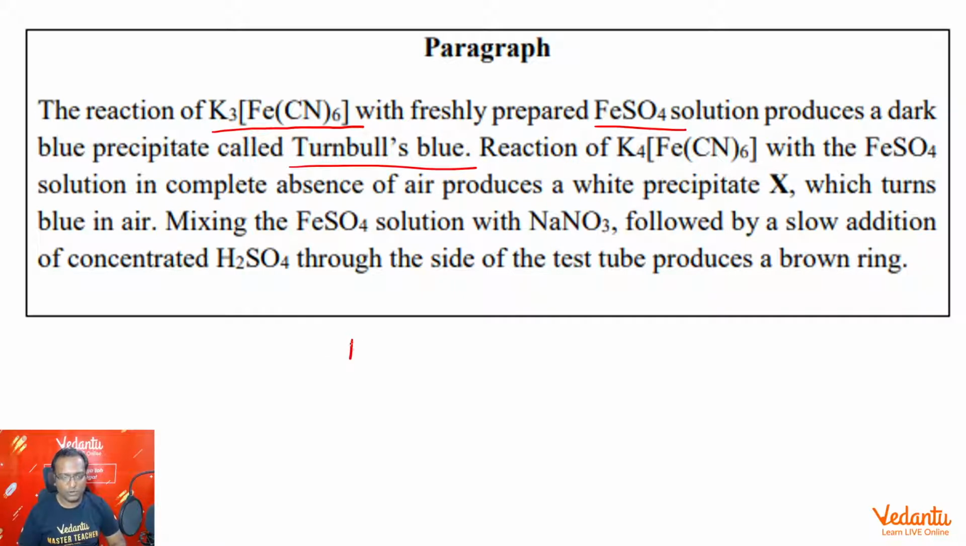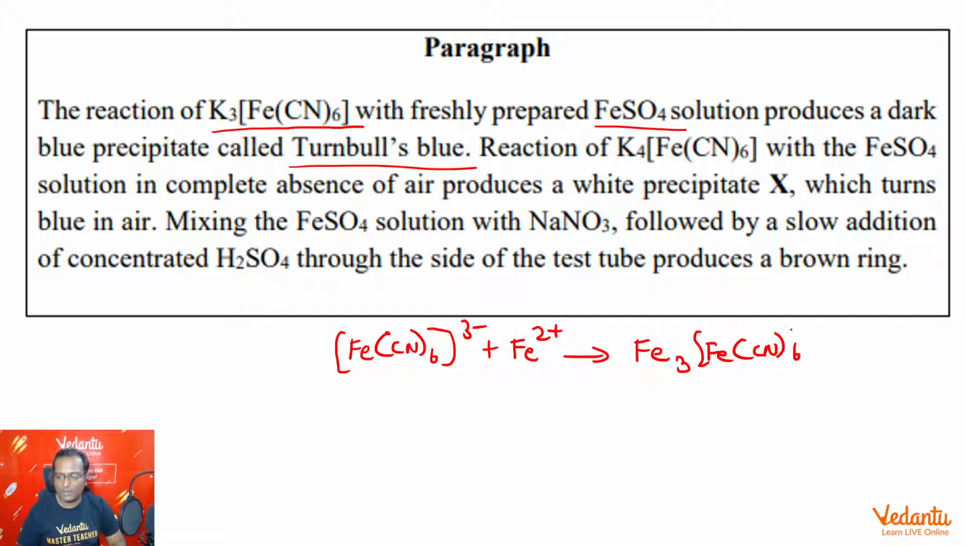Absolutely correct. We know that when we have [Fe(CN)6] with a 3 minus, that is Fe is in 3 plus oxidation state, it reacts with a ferrous salt. It gives us ferric cyanide, right? So what will be its formula? Its formula will be this, which we know as Turnbull's blue.